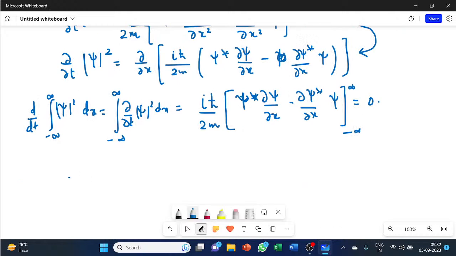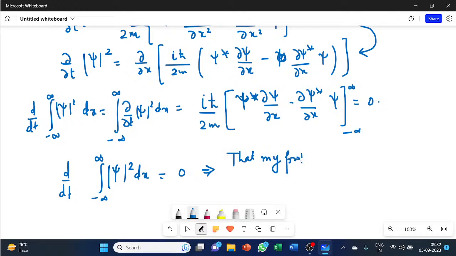What does it imply? It implies that d by dt of the integral from minus infinity to plus infinity of psi mod whole square dx is equal to 0, which implies that probability is conserved. Okay, and let's say at t equal to 0, if I found a normalization constant A, it will also remain constant.